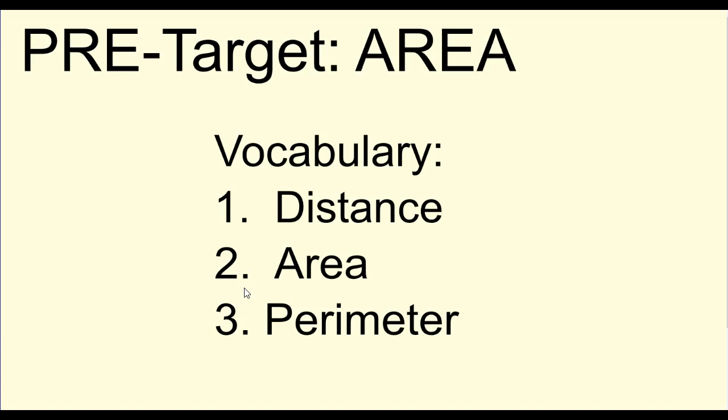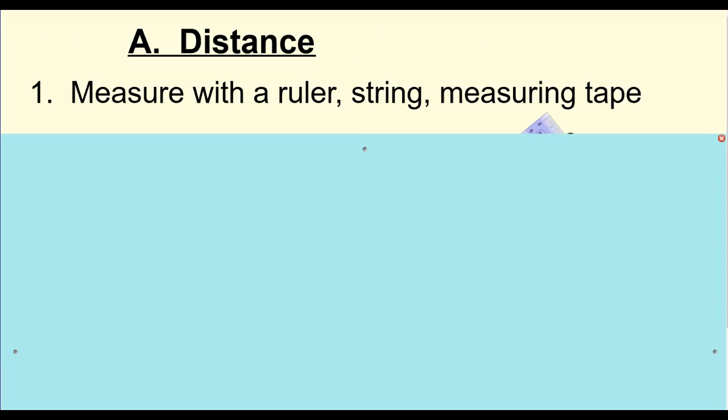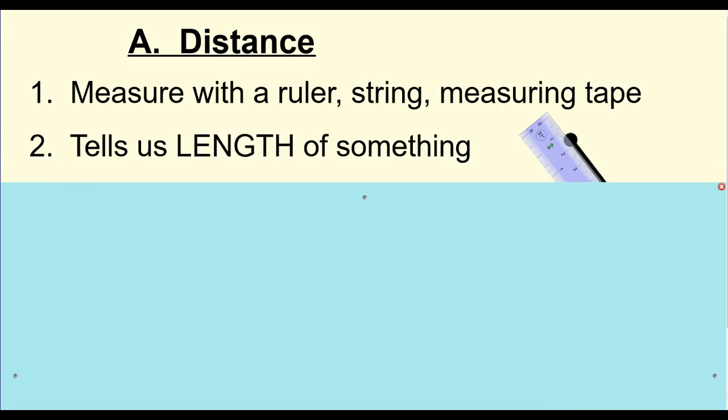So we're going to go over three different concepts first: distance, area, and perimeter. And I think on your notes I actually call these A, B, and C. So this is what you need to write down for the first one, for distance. So distance is something that you measure with a ruler or a string or a measuring tape, something that's straight. Okay, write that down for number one. We're going to copy all these down and talk about them.